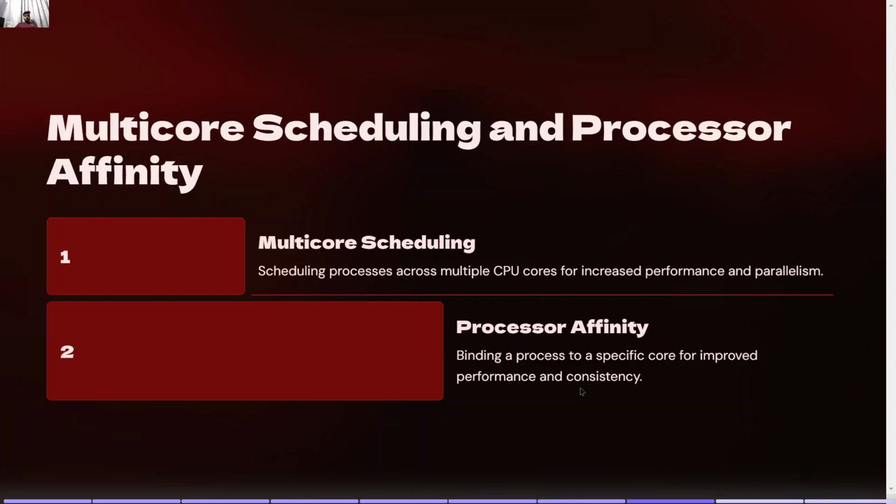Multicore scheduling and process affinity. Multicore scheduling optimizes CPU usage by distributing the processes across multiple cores. It ensures load balancing, reduces contention, and enhances performance through parallel execution and efficient resource utilization. Process affinity means binding a process to a specific core for improved performance and consistency.